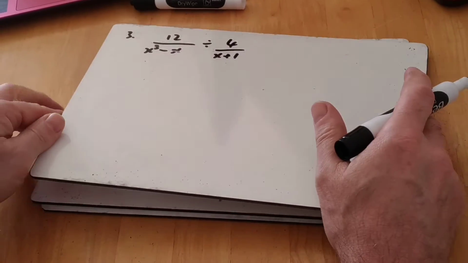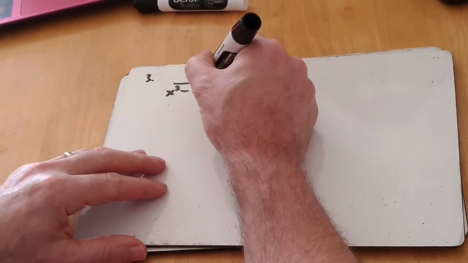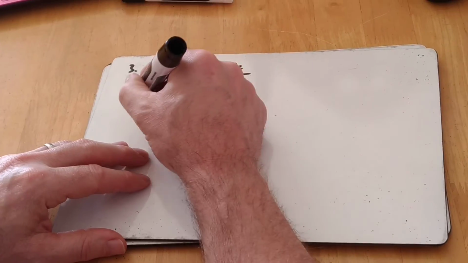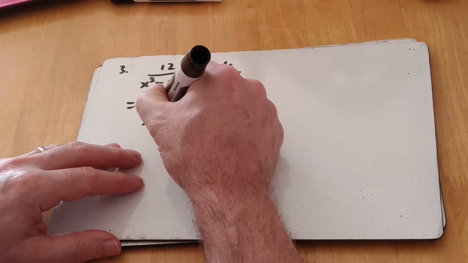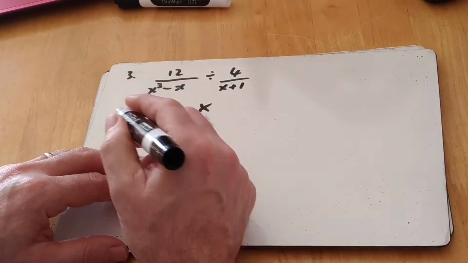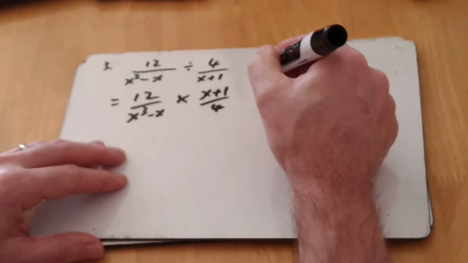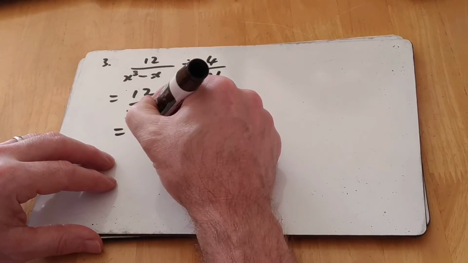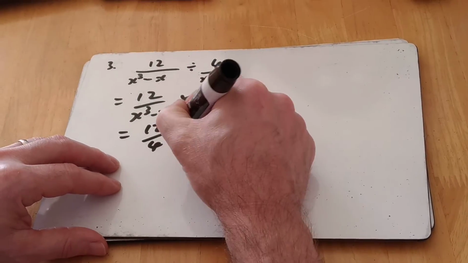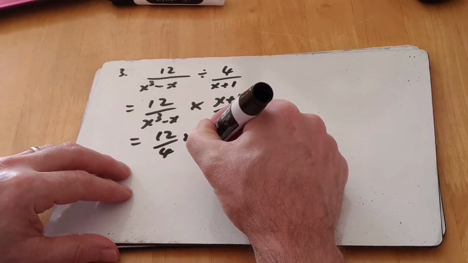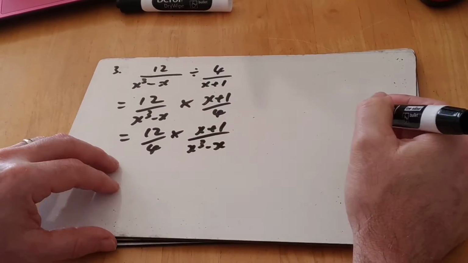A third example. You started off okay because it's a division question and you use keep change flip, so it equals 12 over the x cubed minus x. Keep that, change that to times and flip that, x plus 1 over 4, and my thought process becomes I can think about the 12 over 4 and then times the x plus 1 over x cubed minus x.